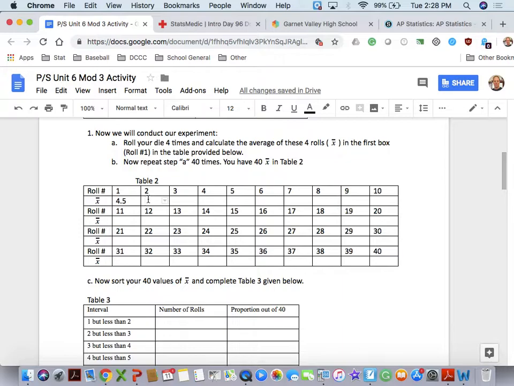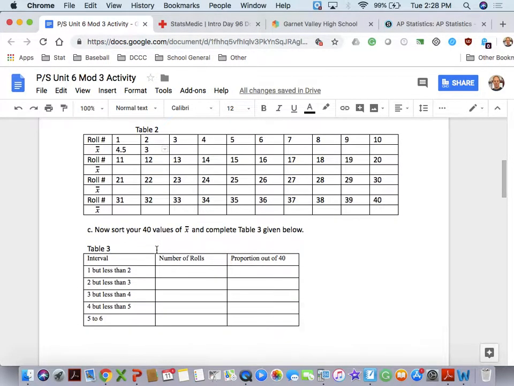So I roll it again 4 times. There's 1, 2, 3, 4. I got a 1, 4, 2, and 5. So that is going to be 12 divided by 4, so that's 3. So I put a 3 here, and so on. I fill in this chart. Once I fill in this chart, I go down here, and it says, all right, these are the intervals.